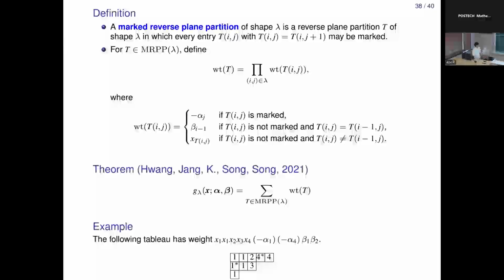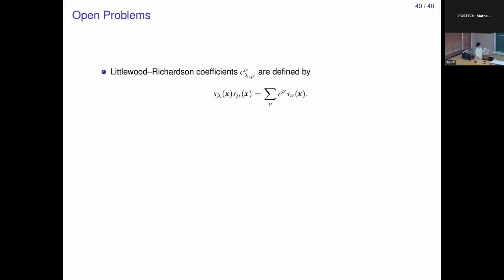I'm near the end of the talk, so let me tell you some open problems. For Schur functions, we can multiply two Schur functions. Again, it's going to be a symmetric function, so we can express this as a linear sum of Schur functions. Oh, I forgot, this is a typo, it should be lambda comma mu here. This number is called the Littlewood-Richardson coefficient. There are nice combinatorial descriptions for this.